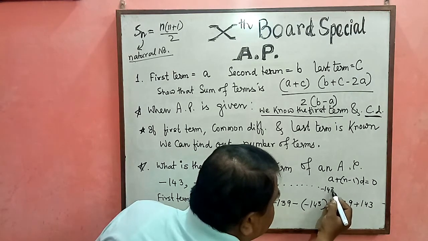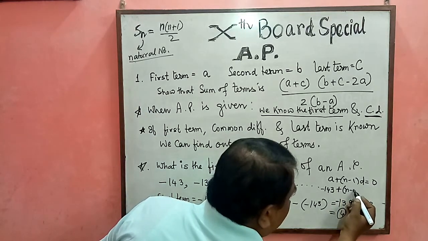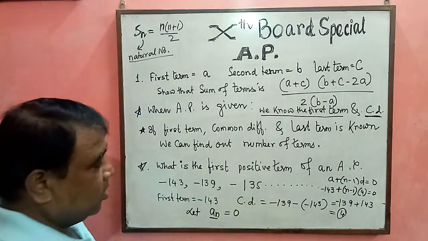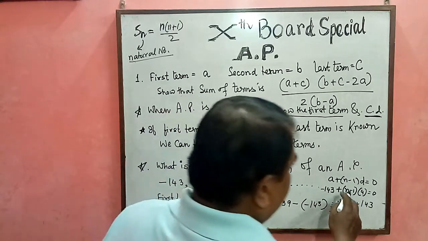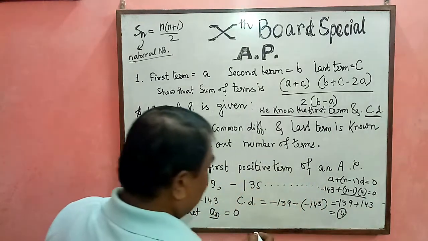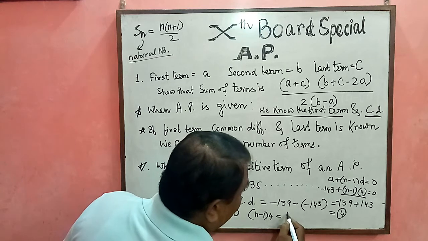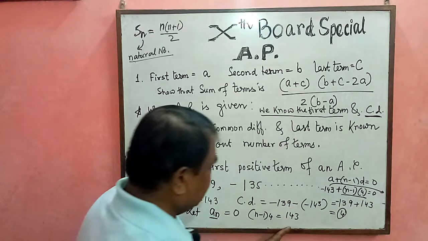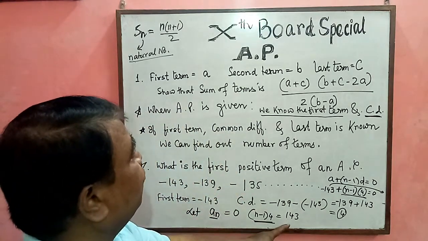143 is a plus (n minus 1) into d, that is 4, is equal to 0. So we have an identity here: (n minus 1) into 4 is equal to 143. If I take 143 this side, this will be positive. So n minus 1 is equal to 143 upon 4.